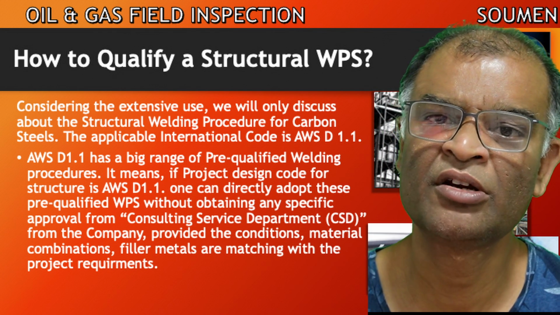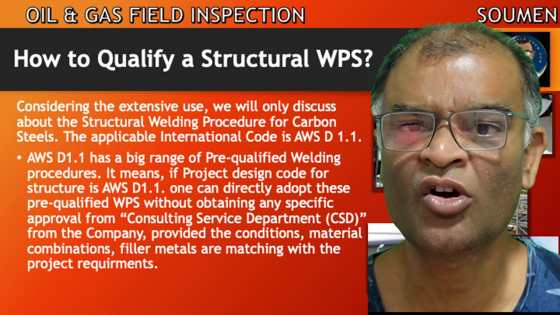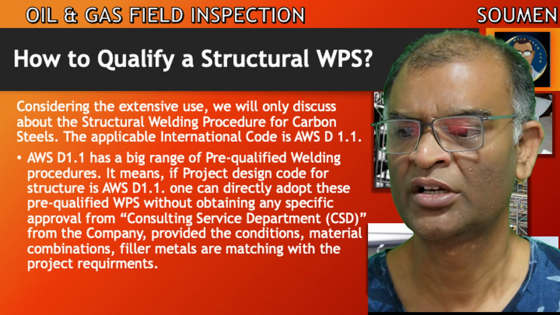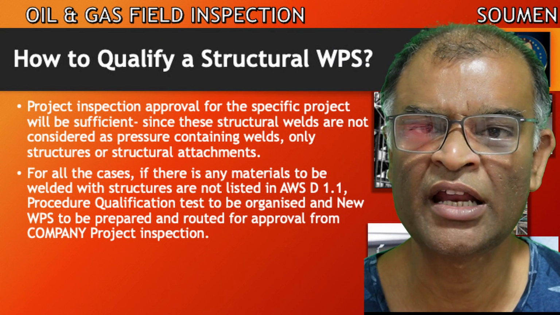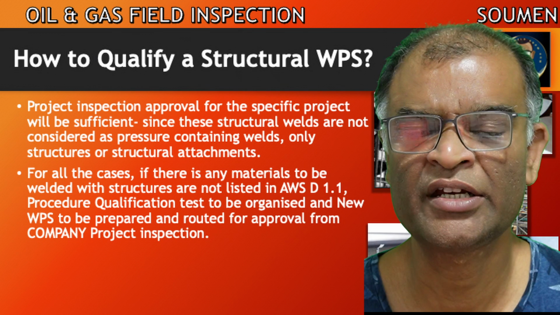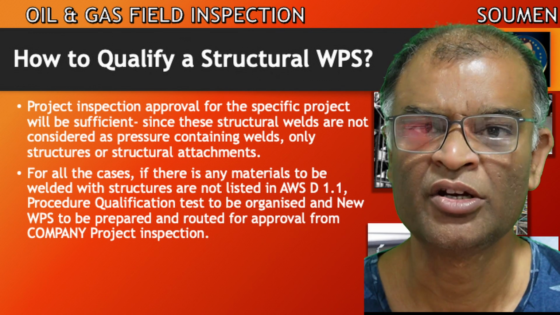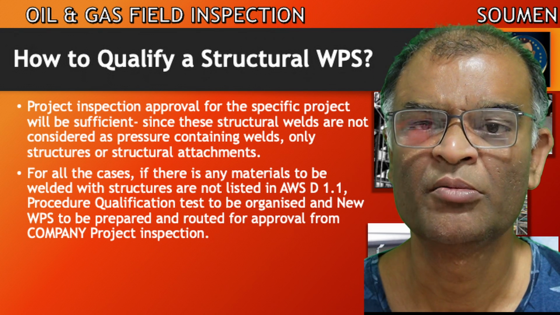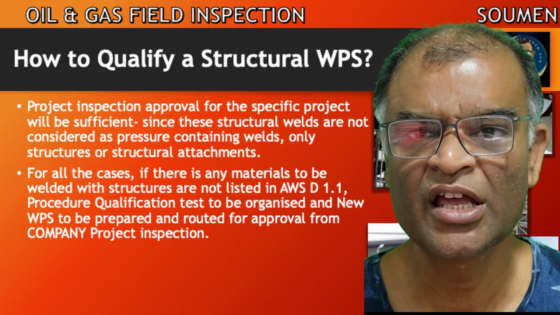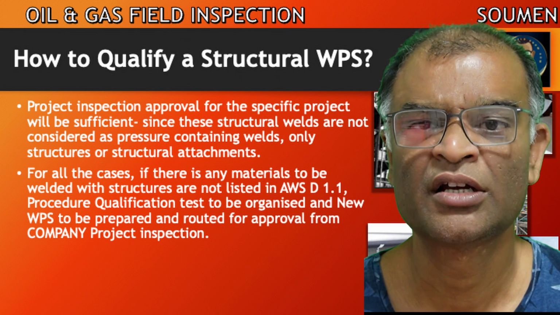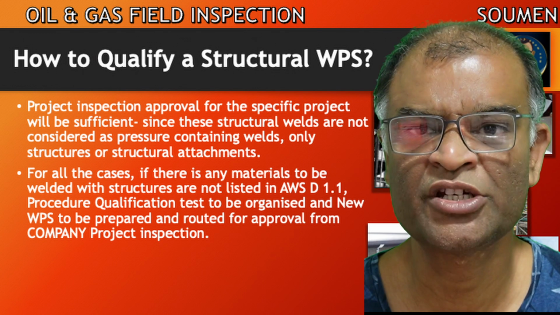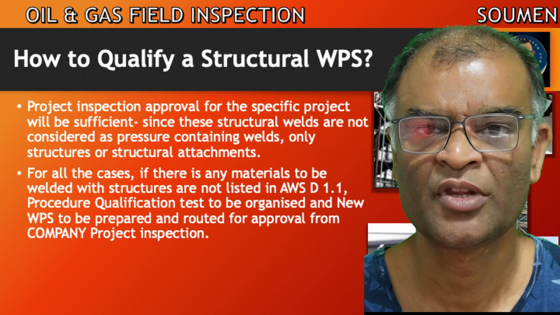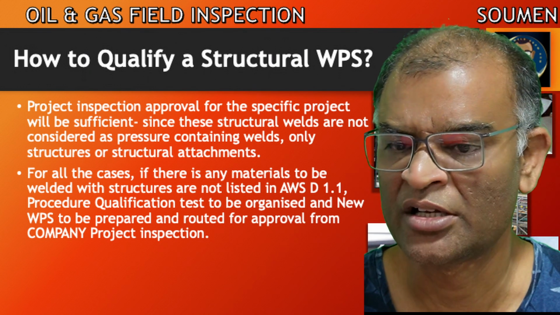I told you at the beginning of the slide, there are a lot of pre-qualified WPS in AWS D1.1. AWS D1.1 allows us to use these welding procedures directly, but we need to put them in the prescribed format with applicable essential variables and submit it to the client or company inspection department for their review and approval before we start implementing at site.